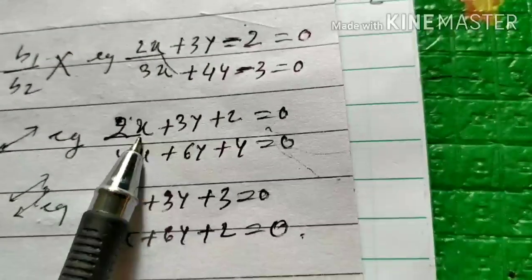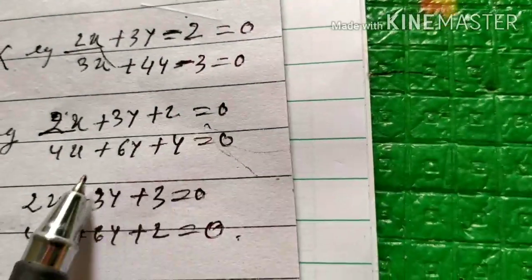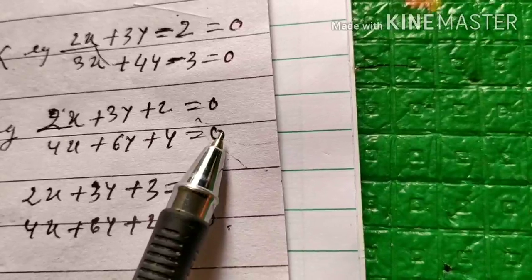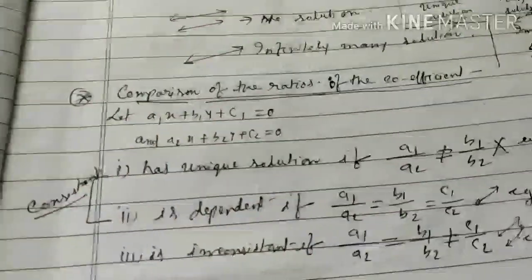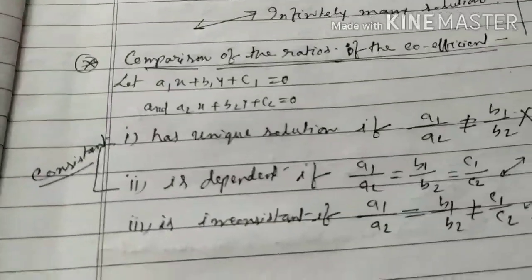For example, 2x plus 3y plus 2 equal to 0 and 4x plus 6y plus 4 equal to 0. Here 2 by 4 is 1 by 2, and 3 by 6 is 1 by 2. So okay.